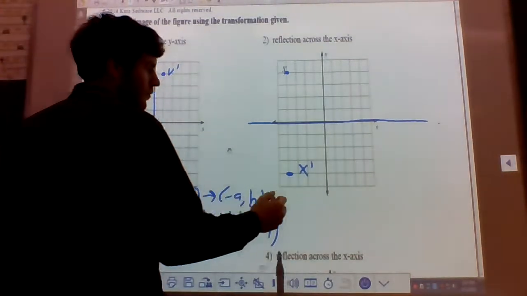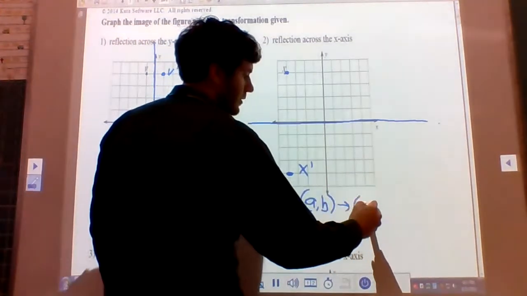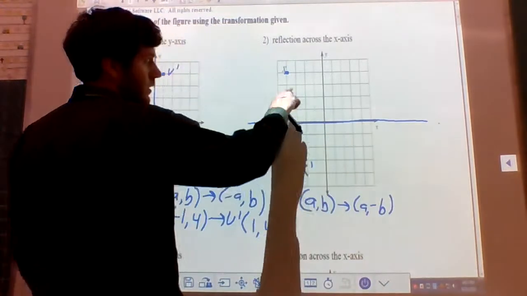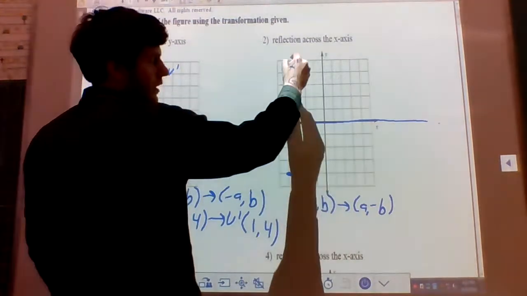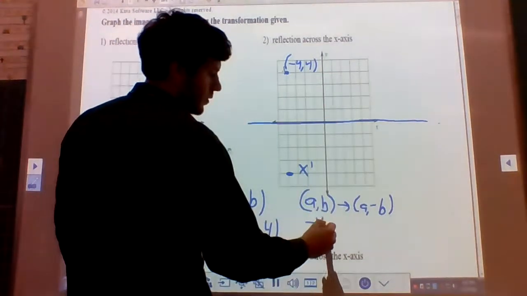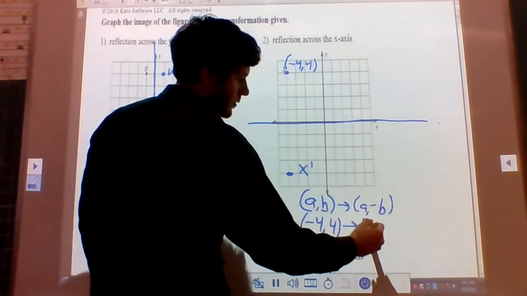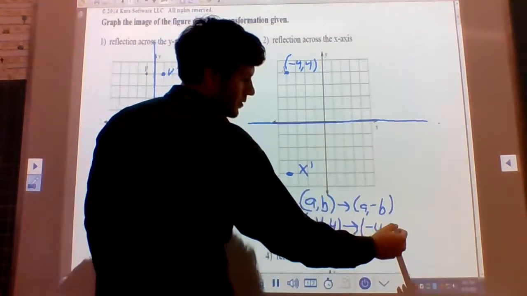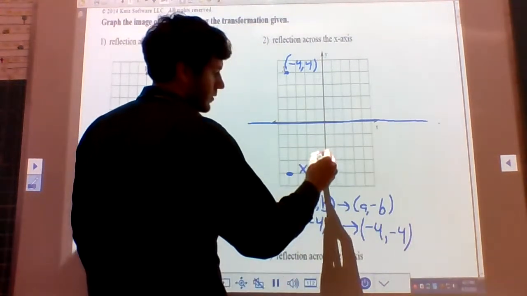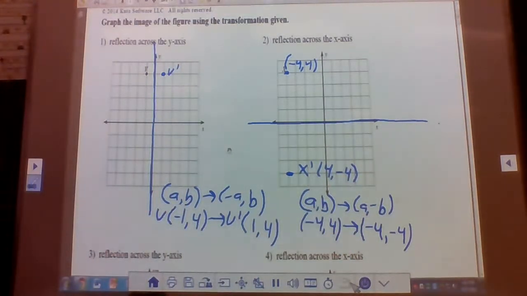So we know that for reflecting over the x-axis, (a, b) is going to map to (a, negative b). So (a, b) is the coordinate of this point, which is negative 4, 4. Okay. So we put in negative 4, 4. Okay, A stays the same. It stays the negative 4. We flip the sign of B, though, so it becomes 4, negative 4. And this point is 4, negative 4. Fold it down. The x covers the x prime.